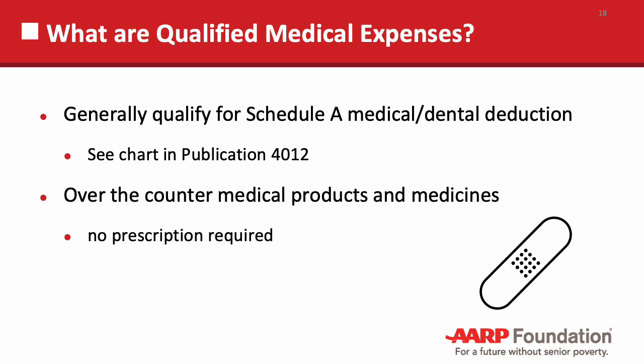What are qualified medical expenses for an HSA? They would generally qualify the same as Schedule A medical and dental deductions, but they're not exactly the same. There are differences. So see the chart in Publication 4012 for an actual list of qualified medical expenses for an HSA. Now, it includes over-the-counter medical products and medicines. The taxpayer would not require a prescription for these.